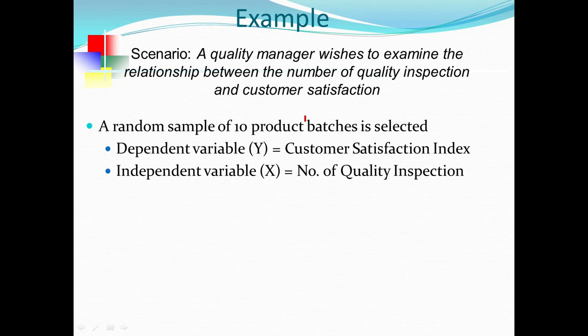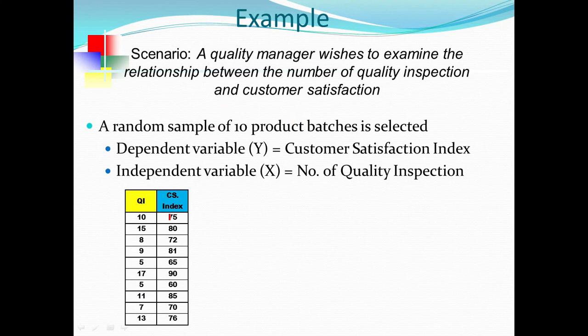We believe that theoretically it is logical to assume that customer satisfaction will depend on the number of quality inspections at the factory, for example. The more we do the inspection, the fewer defective products we will deliver to the customer. Because of that, the customers will be more satisfied. So that is the logical relationship.